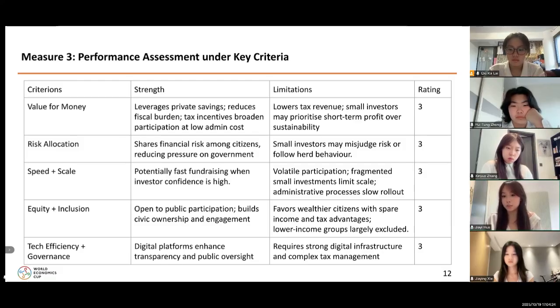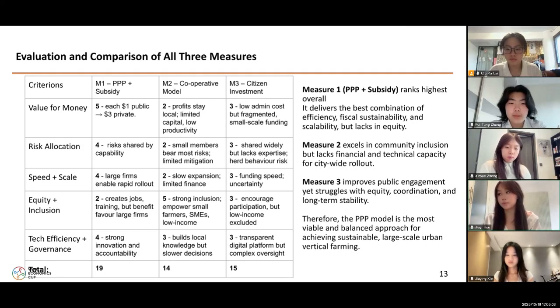In terms of speed and scale, micro investments can rapidly mobilize capital in high confidence periods, with the digital platform enabling low barriers of entry. But fragmented participation and the lack of scale may delay execution. Regarding equity and inclusion, the model democratizes ownership and fosters civic engagement. Yet, inequality may persist as higher income groups capture more tax benefits. Finally, technological efficiency and governance benefit from digital transparency and real-time disclosure, but high administrative costs and complex tax verification remain challenges. This table summarizes how the three models perform across 5 key criteria.